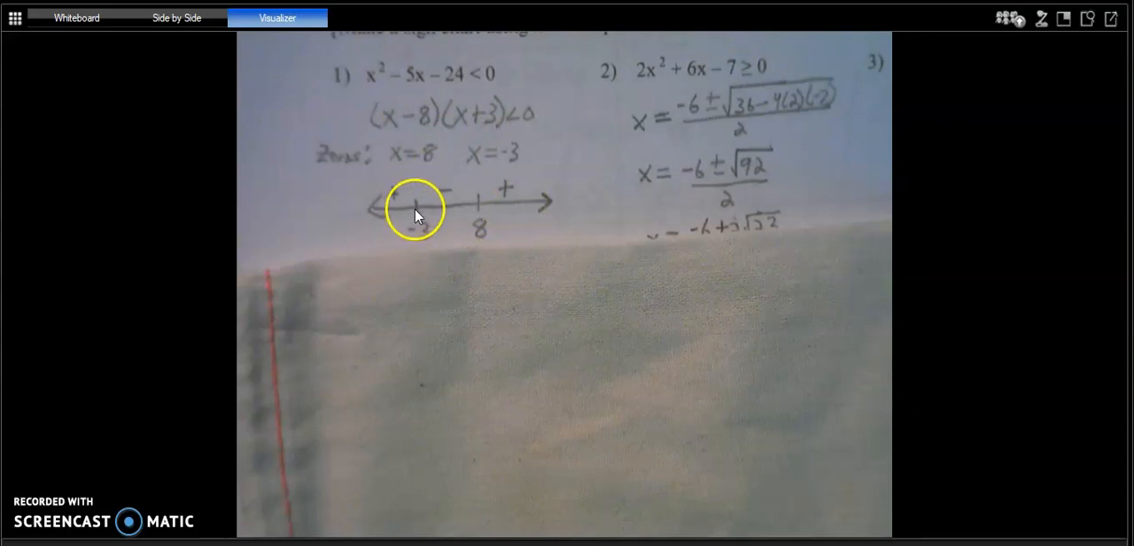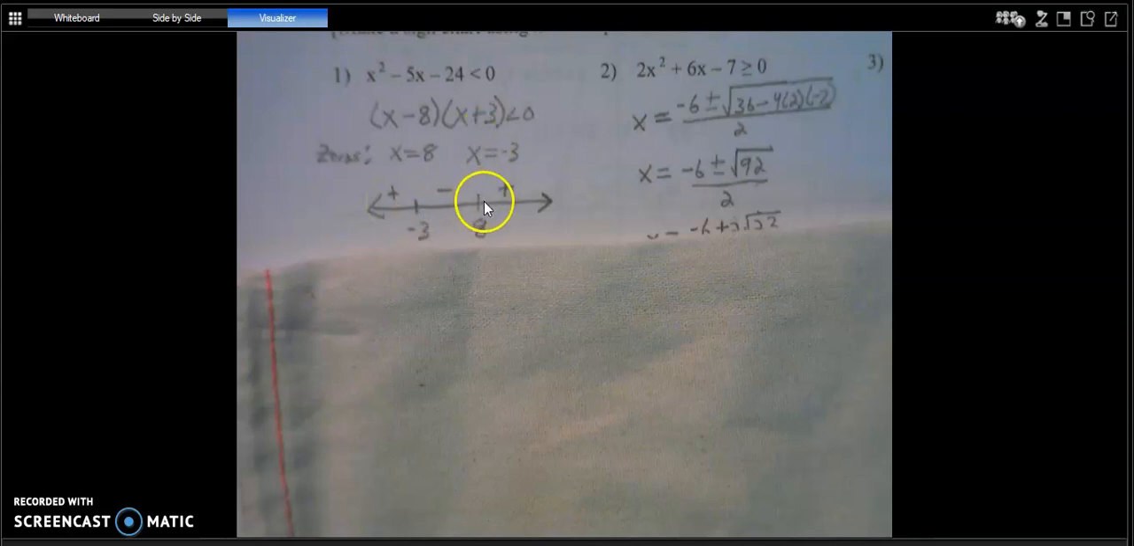So if I put in a number to the left of negative 3, say negative 10 or even negative 100, a negative number that's less than negative 3, you would have a negative number here and a negative number here in this factor. When you multiply those, you get a positive answer. So that's why there's a plus sign there.